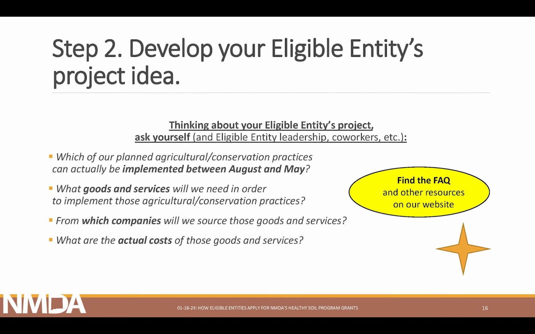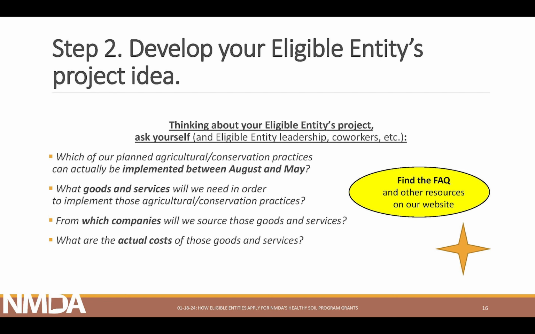So in addition to developing your project idea based on the resource concerns, you need to take some other factors into account. Some of those factors are which of our planned agriculture conservation practices that we've selected can actually be implemented between August and May. So timing is critical. Unfortunately, we are bound by the state's fiscal year calendar, and this is the time frame that the grant does occur. And so you need to begin to ask yourself, can we implement the practices we would like to between August and May? So you need to kind of have that in the back of your mind.